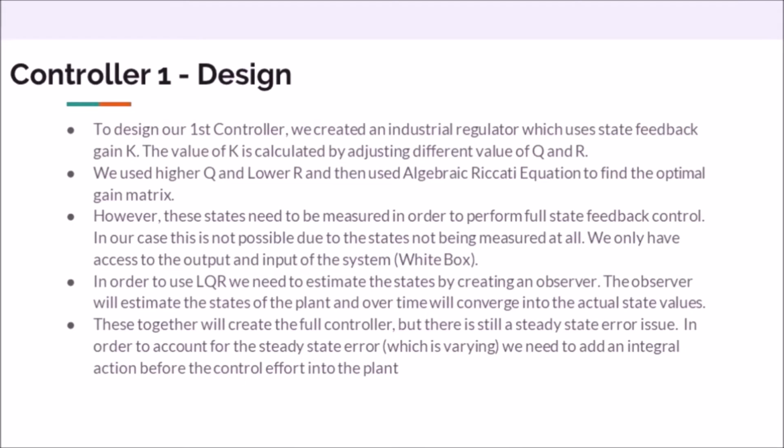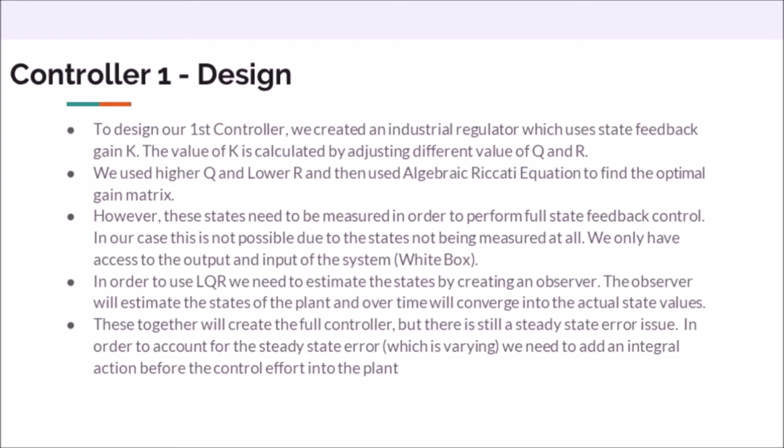So our first controller is an LQR plus observer control with an integral action on the input side. The beauty of the industrial regulator is that we don't need to figure out what the optimal gain is for the state feedback K. We could just use Q and R to find the optimal value for K. Q and R are the state weighting and input weighting matrices respectively. If we want to put more emphasis on a certain state value, we can just adjust the Q value for the state, and K will adjust accordingly.